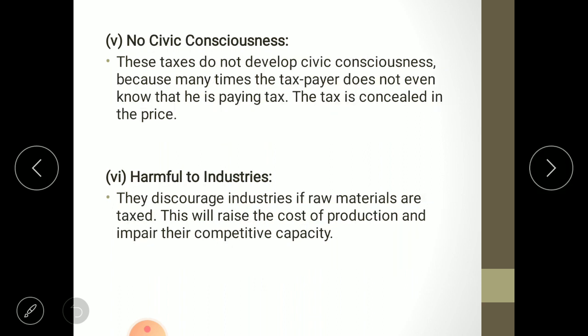Then the next one is no civic consciousness. These taxes do not develop civic consciousness because many times the taxpayer does not even know that he is paying a tax. The tax is concealed in the price. Civic consciousness will be developed when you know that you are making payment of tax, and from that tax the country is developing and infrastructure is developed in the country. But in case of indirect tax, most of the people don't know that they are making the payment of tax.